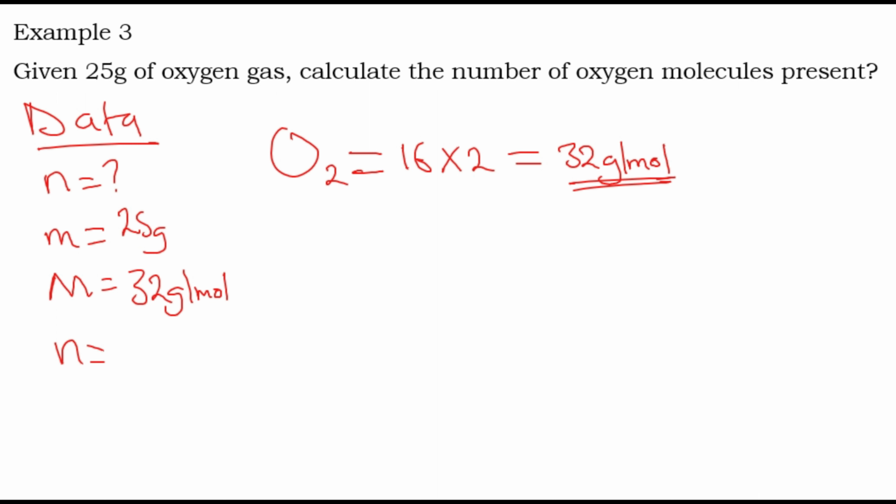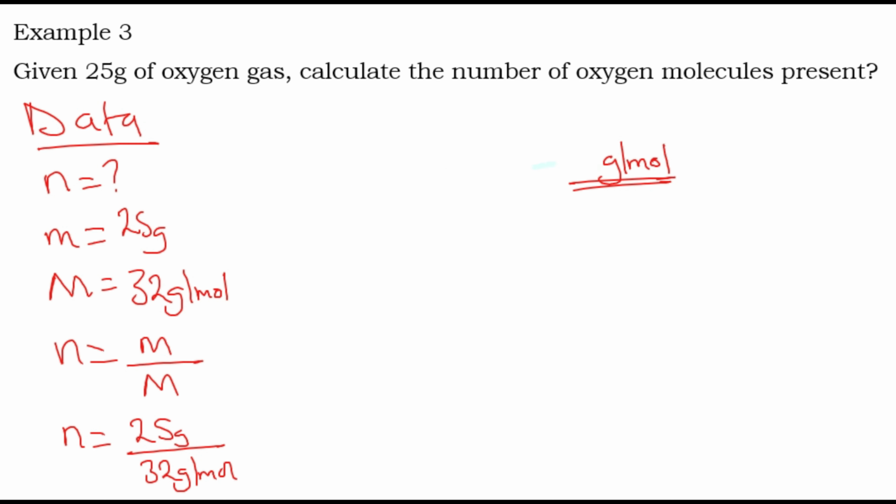So the formula is number of moles is equal to mass over molar mass. Number of moles is equal to 25 grams over 32 grams per mole. What are we getting as our number of moles? We're going to get number of moles is equal to 0.78 moles.